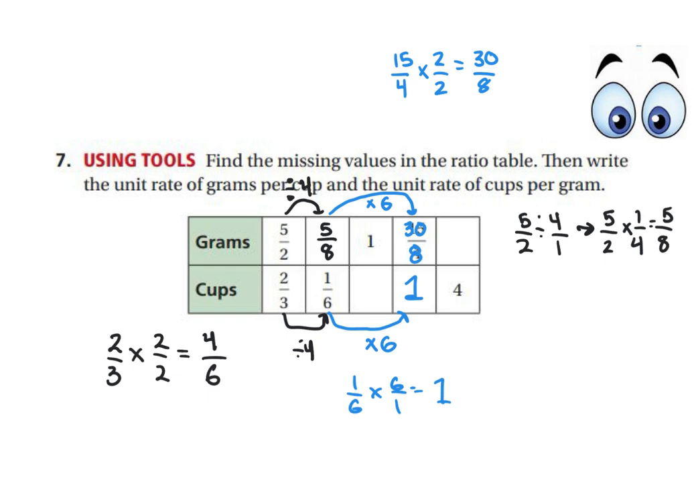Now I can keep going. Things just got a little bit easier for me. 1 times 4 is 4. So on the top, I would multiply by 4. 15/4 times 4 is going to be 60/4. And 4 goes into 60 15 times. And now there's one left.